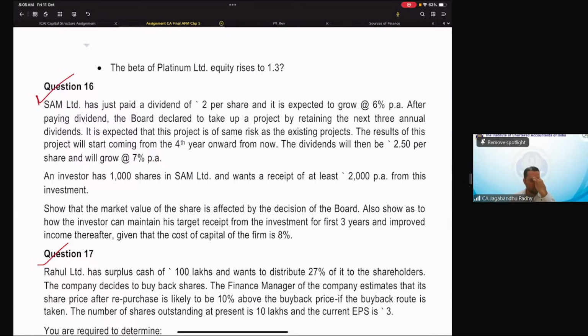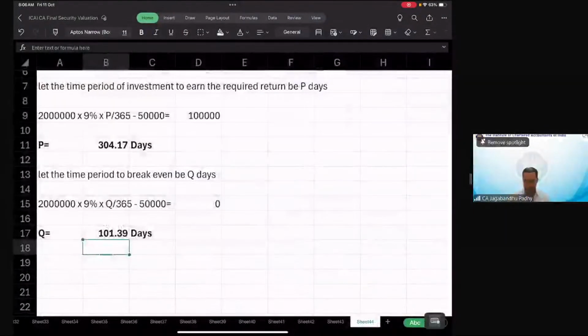An investor would like to maintain the same level of income or cash flow during the next 3 years also. So the only way to do this is that this person will have to sell certain shares during these 3 years, and then later on keep on receiving the dividends. Okay, so let us say the value of the share at present.